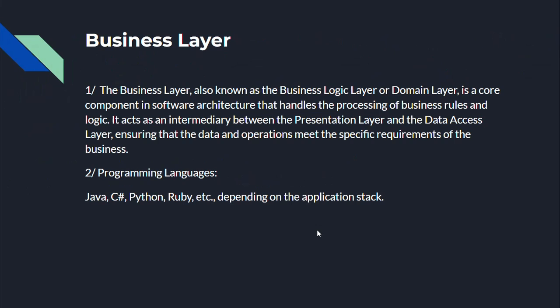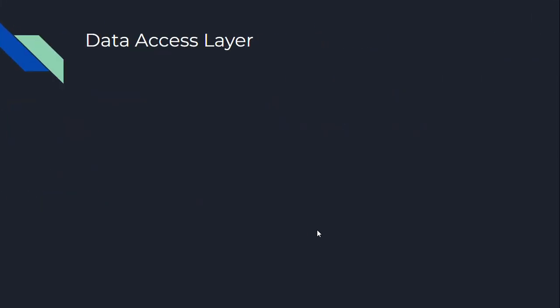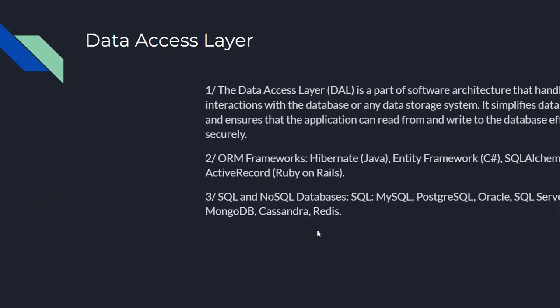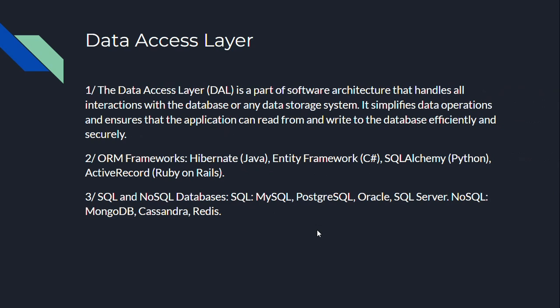Okay, to implement this business layer, we are going to use languages like Java, Python, .NET, Ruby, C Sharp. Depending on the application stack, we can use whatever we want. Okay, so the next layer is the data access layer. The data access layer is going to be a key factor in the application.